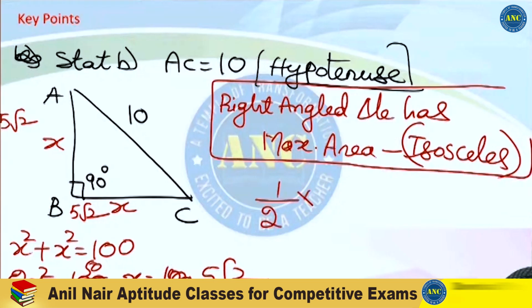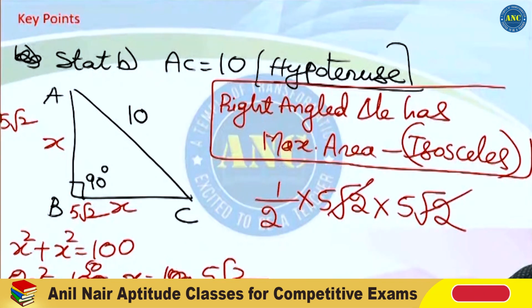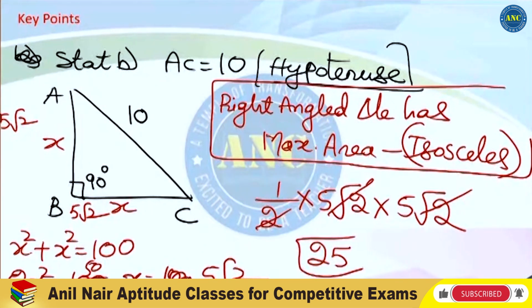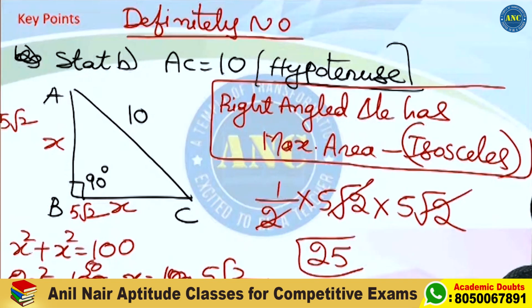The area of a right angle triangle is half into the product of the sides containing the right angle. Root 2, root 2 cancel. It will be 25. Maximum area itself is 25. The question is asking, is the area greater than 25? Definitely no. Area can never be greater than 25. Answer is definitely no. So the answer is statement B alone.